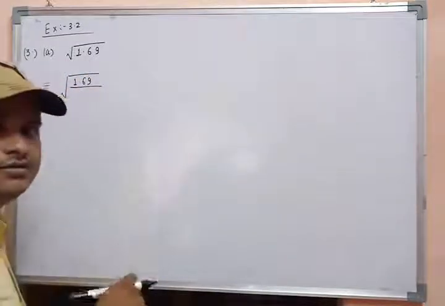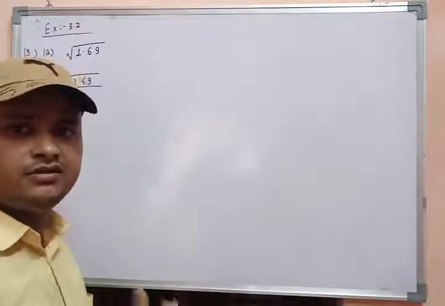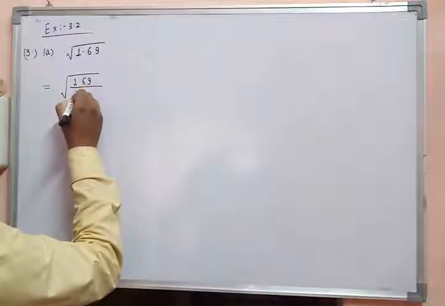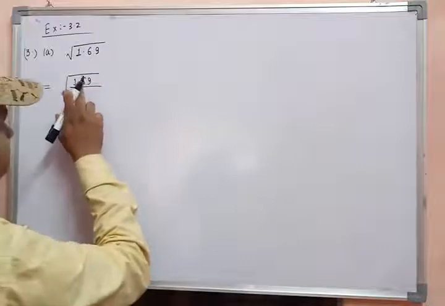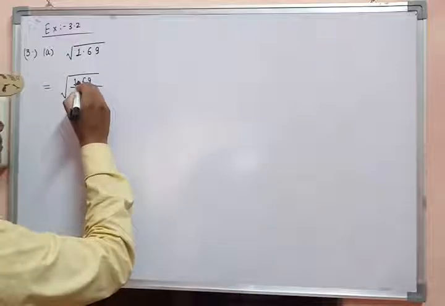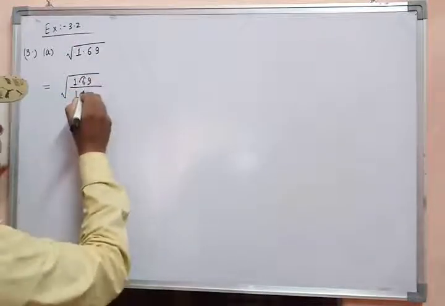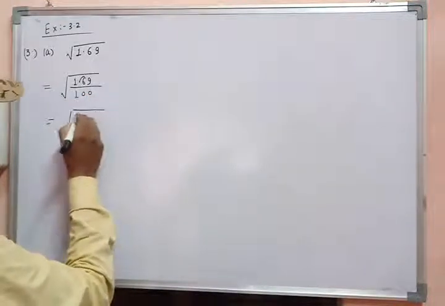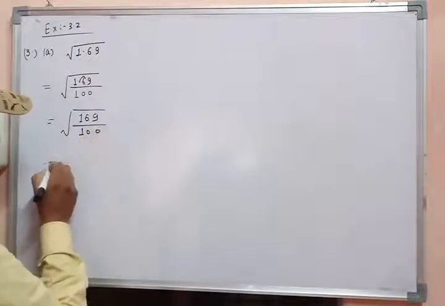We have learned in previous classes, in the chapter on decimals, how we can remove the decimal. You have to remove it like this. Here after the decimal there are two digits, 6 and 9, so if you remove this decimal, then you have to write 100 in the denominator. After that this number can be written as this.